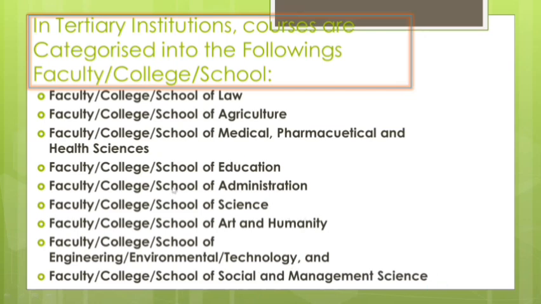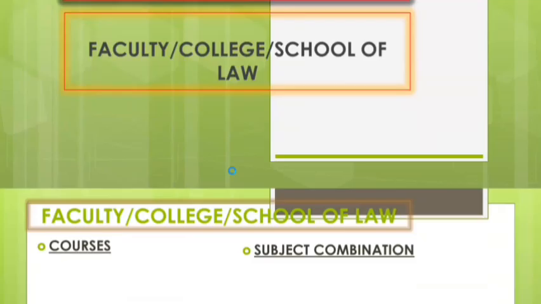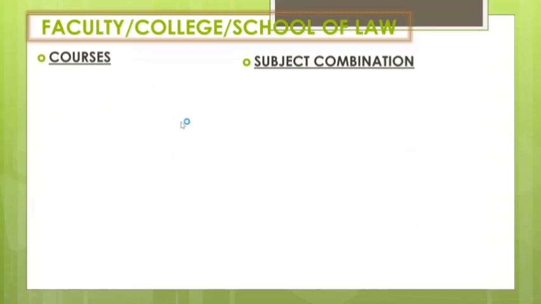According to JAMB brochure, courses in tertiary institutions are classified into faculty, college, or school. These are the faculty, college, or school based on what? JAMB brochure. Let's look at each of the faculty. We have faculty of law. And under faculty of law, let's look at the courses and their JAMB subject combination.